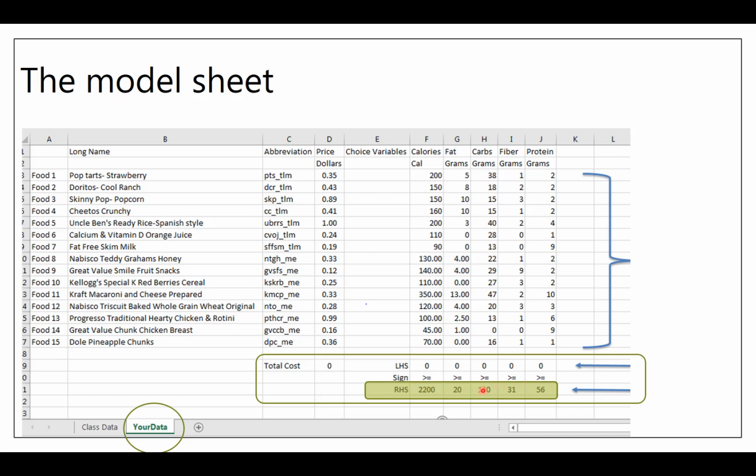So I've set the calorie minimum at 2,200, the fat minimum at 20, the carb minimum at 130, the fiber minimum at 31, and the protein minimum at 56. These are the targets I have to hit. And then the spreadsheet itself is going to have some formulas right here for you to fill in. Formulas right here for you to leave alone, and the problem will work itself out for you. There'll also be a formula here for the total cost that you can leave alone as well. This row is not to be touched. This row, you're actually asked to enter in your own information.